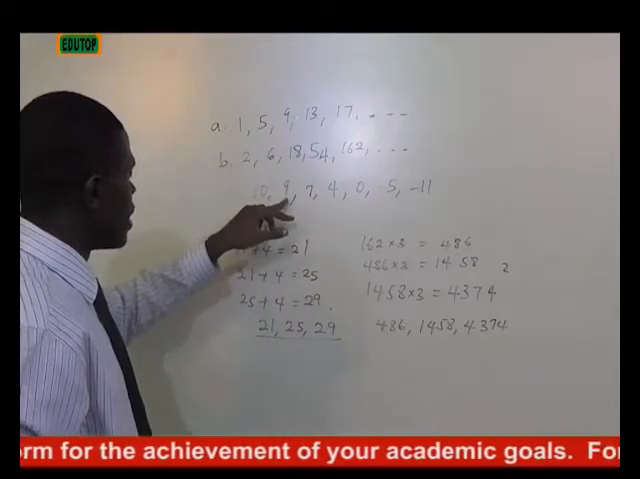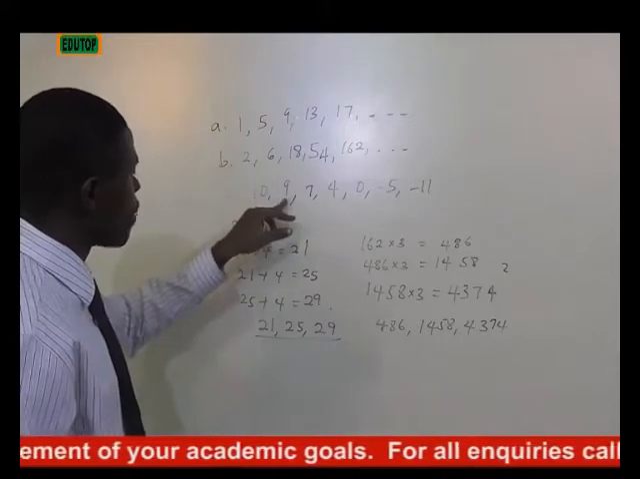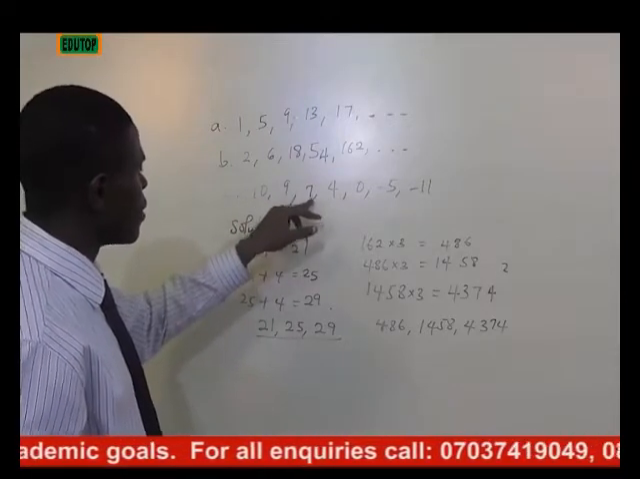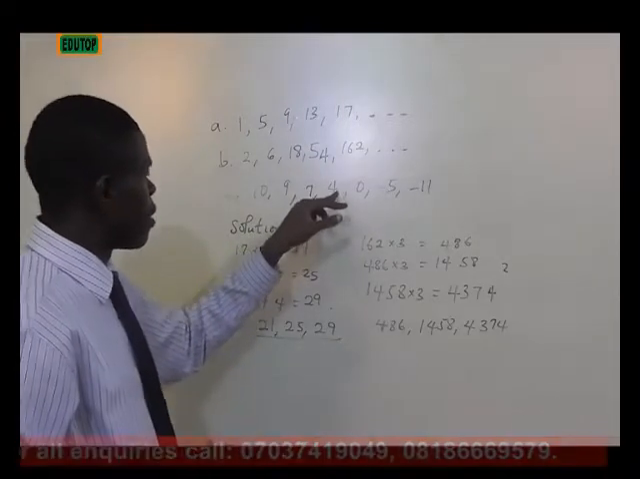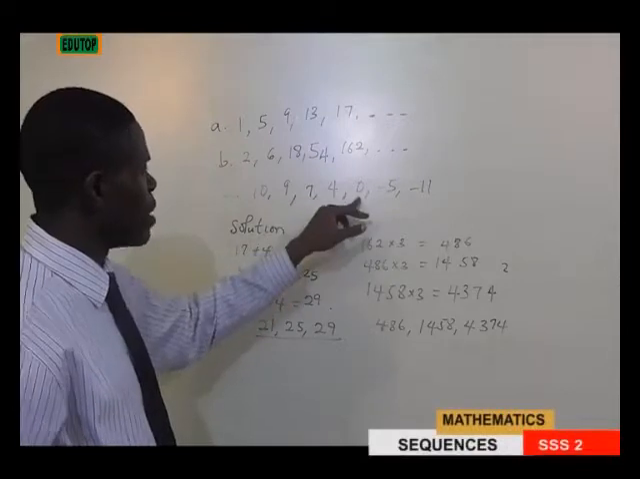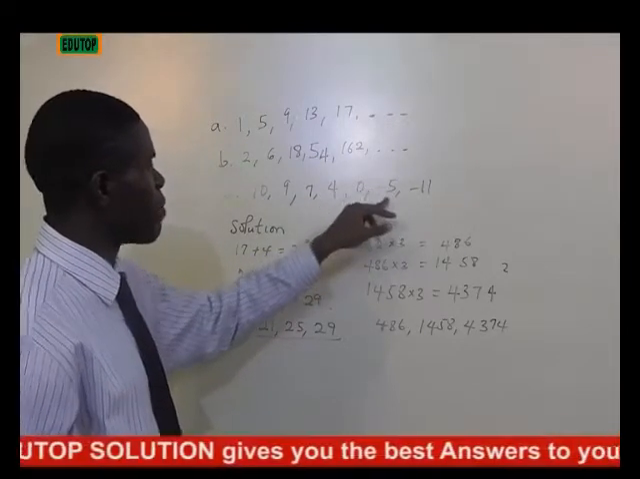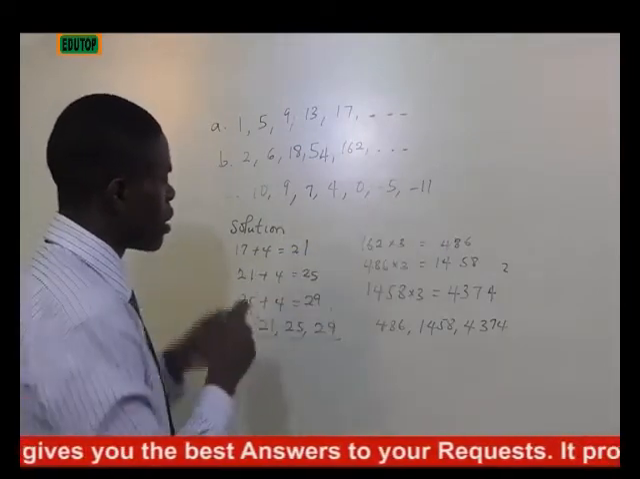10 is followed by 9. That means 1 must have been deducted to have this. 9 to 7, 2 must have been deducted. Then 7 to 4, that means 3 must have been deducted. 4 to 0, 4 must have been deducted. 0 to minus 5 means 5 must have been deducted. Minus 5 to minus 11 means 6 must have been deducted.